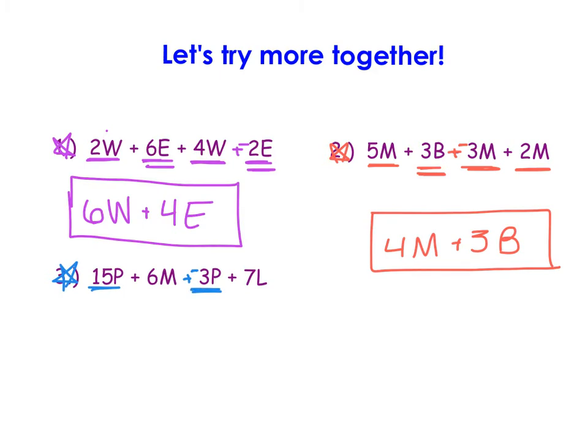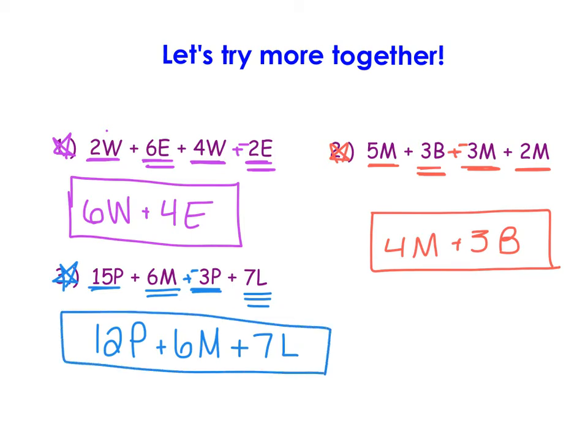15 and negative 3 together give us 12p for a total. And then I notice that my next variable is an m. Well, there aren't any more m's, so it just stays 6m. I then notice my 7L here also is the only of its kind, so I write plus 7L, and because P, M, and L are all different variables, they cannot be combined together, so we stop there with our simplified expression.